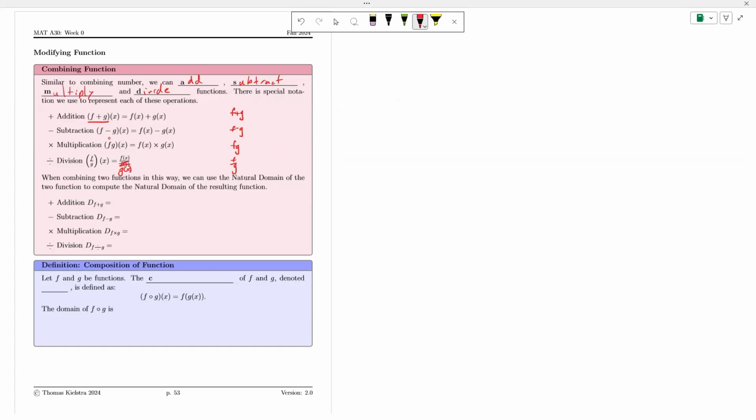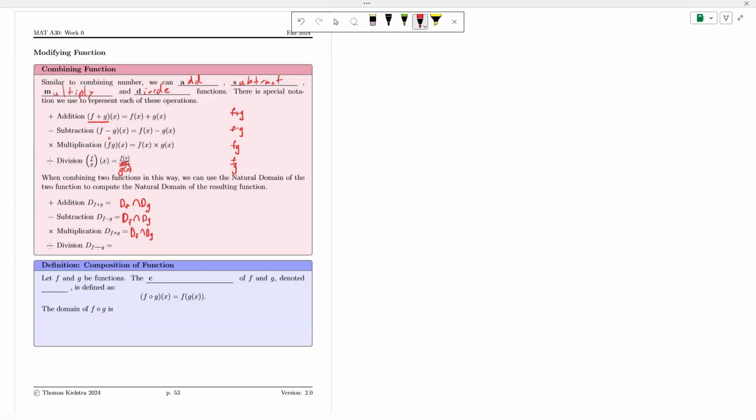Now, when we combine functions in this way, the natural domain is impacted. When we add two functions together, what we do is we take the intersection of our two natural domains. And this subscript means the domain of f and the domain of g. And when we subtract, we also take the intersection of the domains. When we multiply, we take the intersection of the domains.